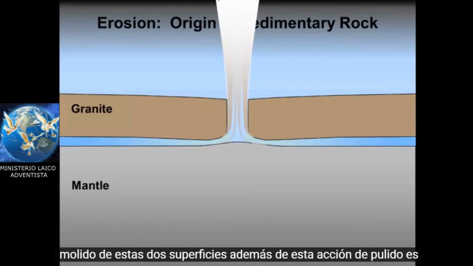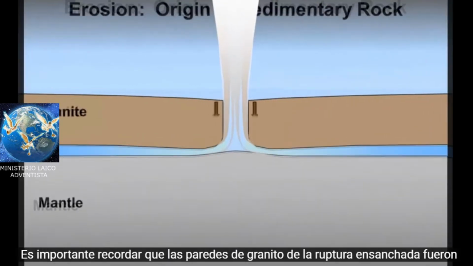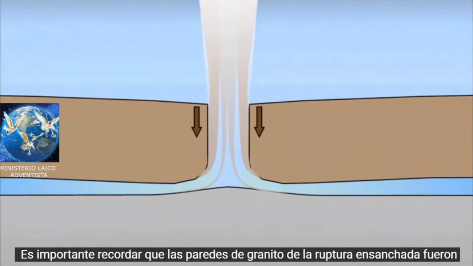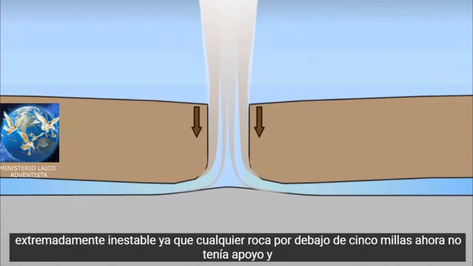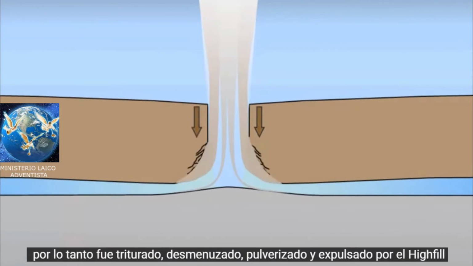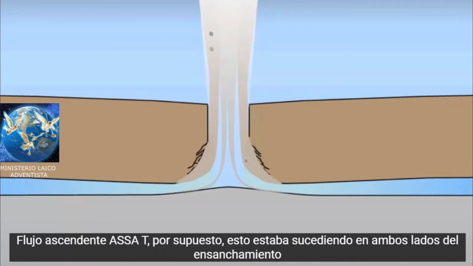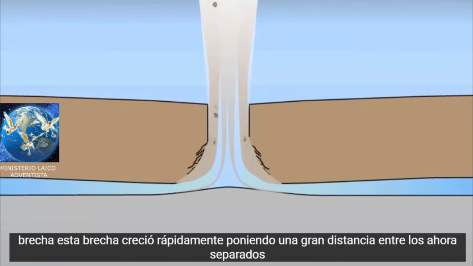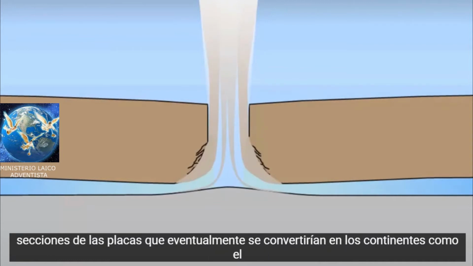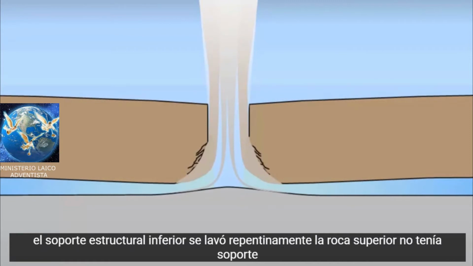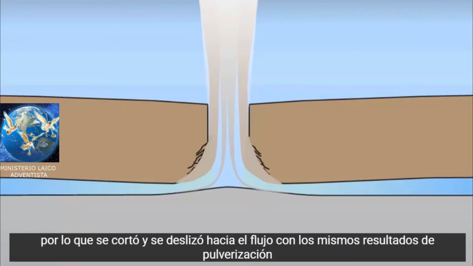In addition to this grinding action, it is important to remember that the granite walls of the widening rupture were extremely unstable, since any rock below 5 miles was now unsupported and therefore was crushed, crumbled, pulverized, and ejected by the high-velocity upward flow. Of course, this was happening on both sides of the widening gap. This gap rapidly grew, putting great distance between the now separate sections of the plates which would eventually become the continents. As the lower structural support washed out, suddenly the upper rock had no support, so it sheared and slid down into the flow with the same pulverizing results.